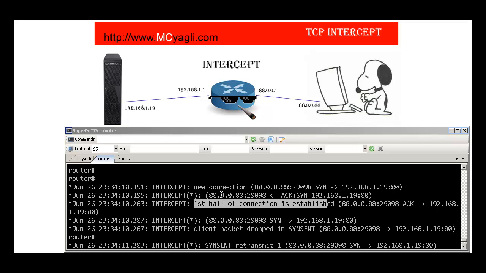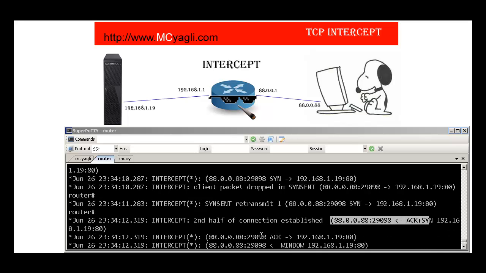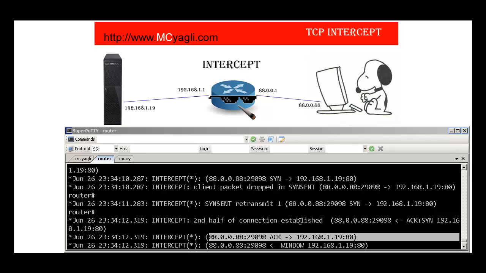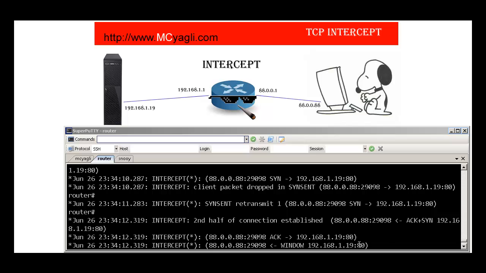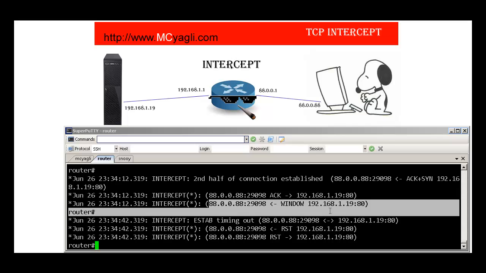And then this router will create another connection with this server. It will send this packet to the server, and here we have this one, and then this one. As soon as it receives a packet, it receives an acknowledgement, the second connection is established, and it is also sending this acknowledgement message. So basically, this is what happens. All these messages show that this router established one connection to Snoopy and another connection to the server. Then it will bind these two connections.